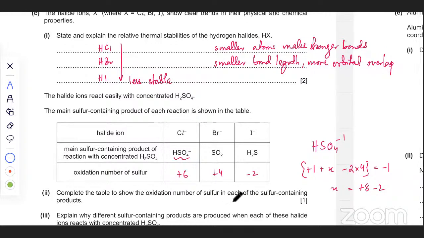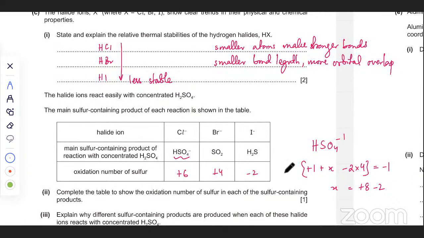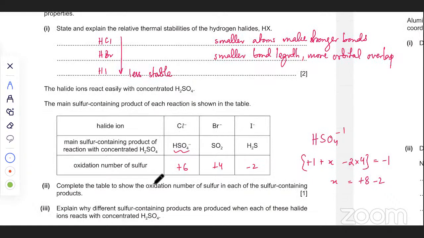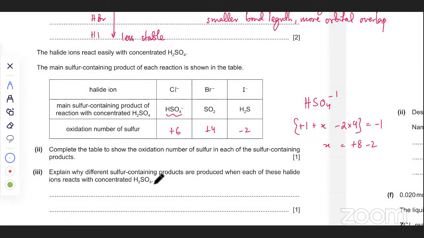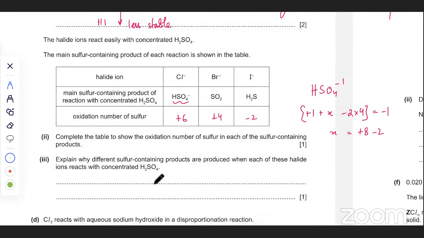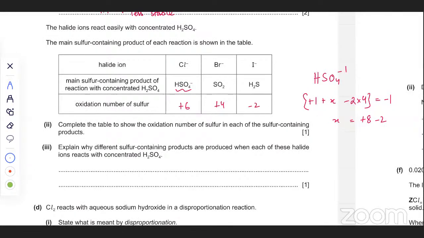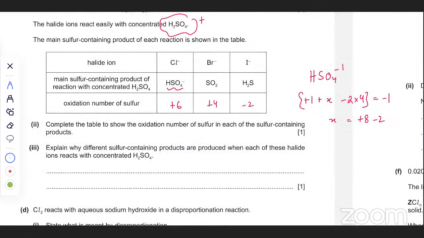We just did that. Explain why different sulfur-containing products are produced when each of these halide ions reacts with concentrated H2SO4. Just one mark. So what happens? Remember, it's H2SO4, where sulfur is plus 6. In the first one, no reduction happens with Cl minus 1. With Br minus 1, sulfur gets reduced, and with I minus 1, the sulfur gets reduced a lot. So what does that tell you about I?